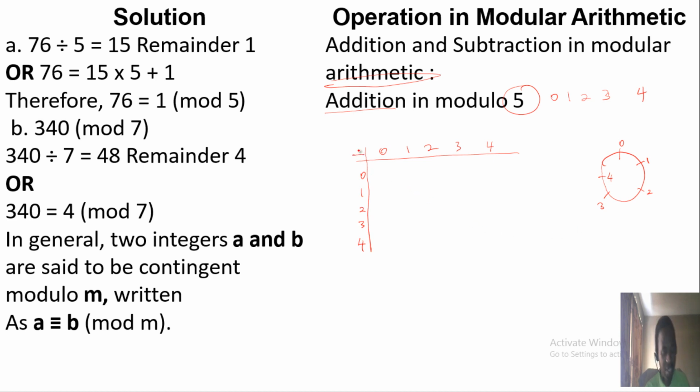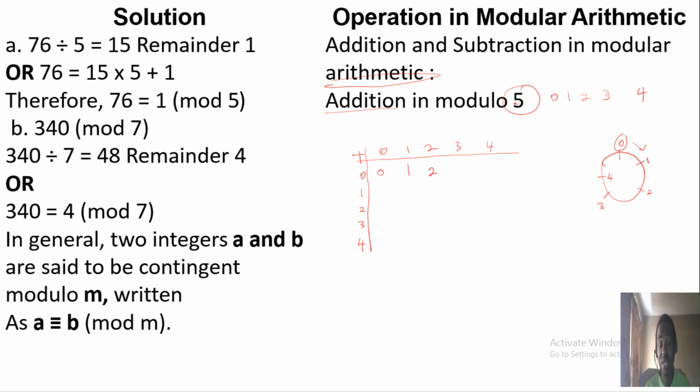Therefore, 0 plus 0 will automatically give me 0. 0 plus 1 will give me 1. We are moving from 0 to 1 automatically. 0 plus 2 will give me 2. We are moving from 0 to 2 automatically. And the logic is very simple. When the number is less than 5, we don't do anything with it, you just write it straight away.